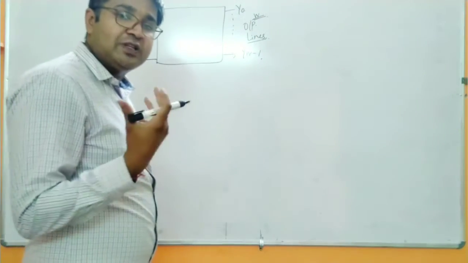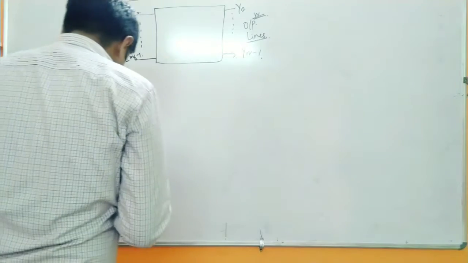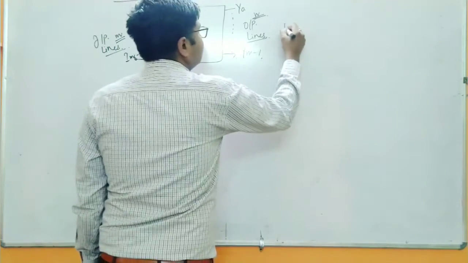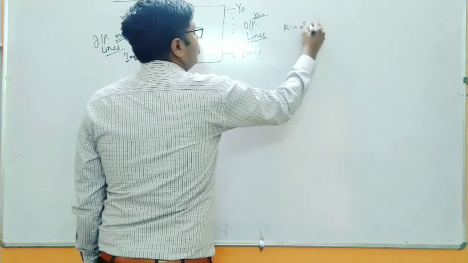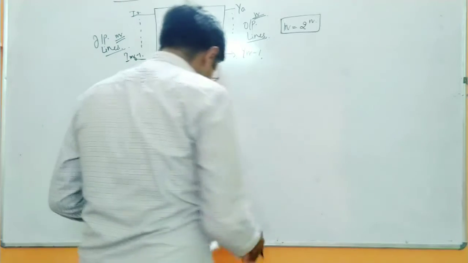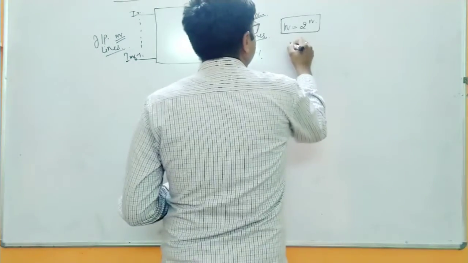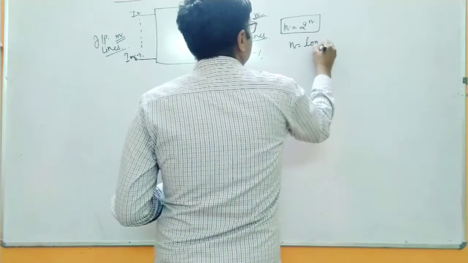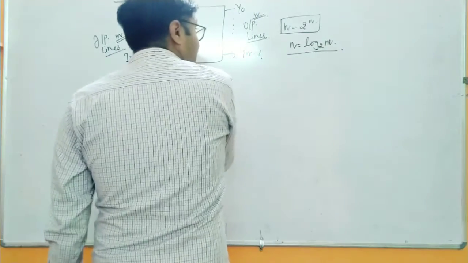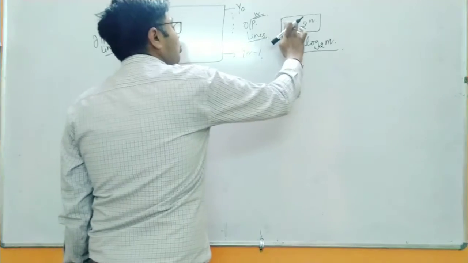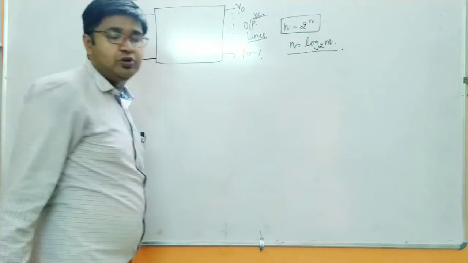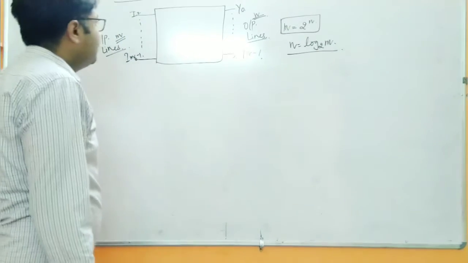Now what are those input lines and output lines, and is there any relationship between them? Yes, it is the same as the others: M equals 2 to the power n, or n equals log base 2 of M. So if two input lines are provided, the output lines will be 4.